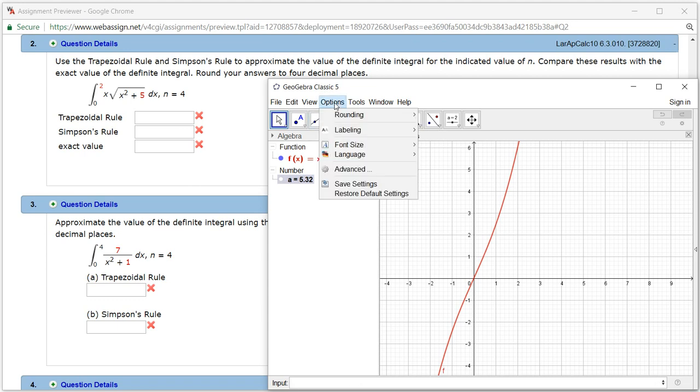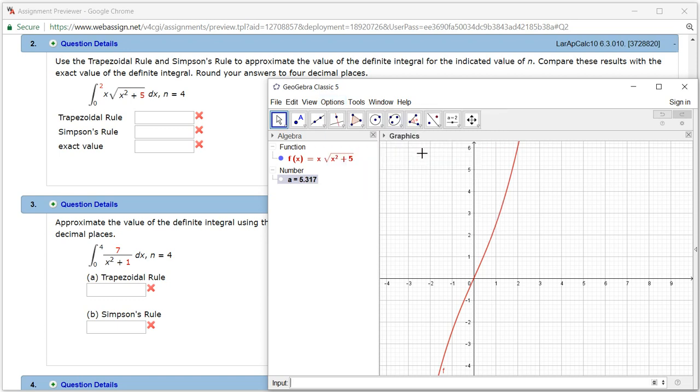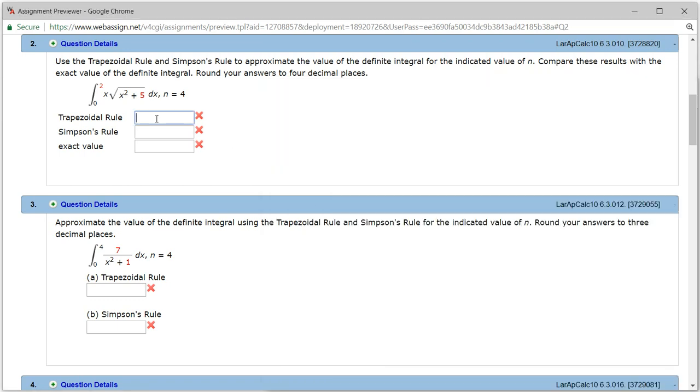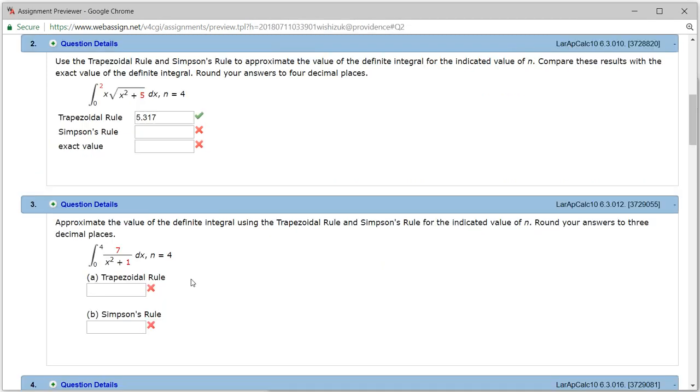We need 4 decimal places, so I'm going to go to rounding, then 4 decimal places. So we got 5.317. Let's go ahead and check the answer. Submit for testing. It came back and looks like we got the trapezoidal rule correctly.